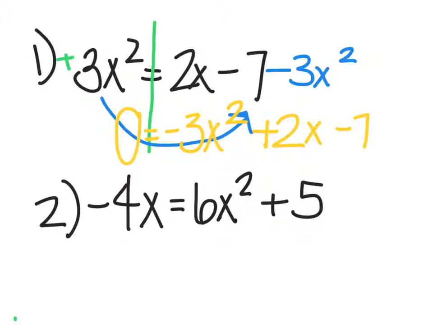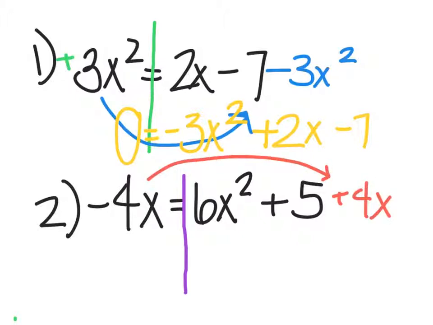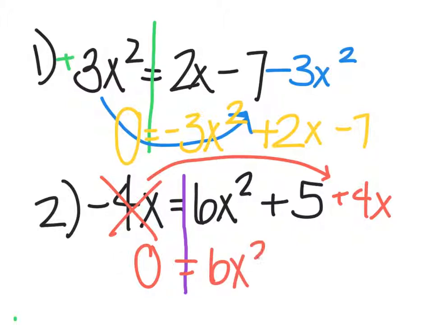So we have another example: negative 4x equals 6x squared plus 5. So if I draw my line, I need to get everything to one side. Again, it's going to be easier for me to move the negative 4x over. So if I pick up the negative 4x and move it over to the right side, it's going to become a positive 4x. And then this is gone. So on the left side, I have 0 equals. And if I start writing things in order, the first thing I'm going to have is my 6x squared, my next thing is going to be my plus 4x, and the last part is going to be the plus 5.